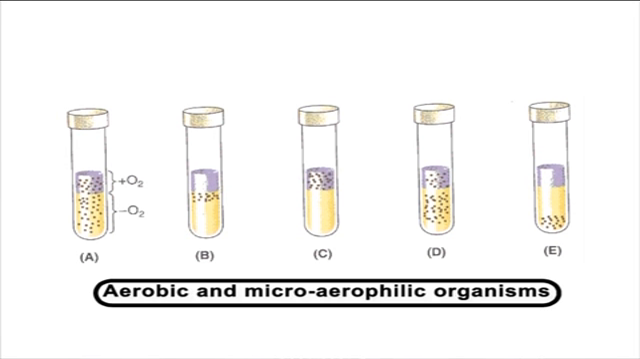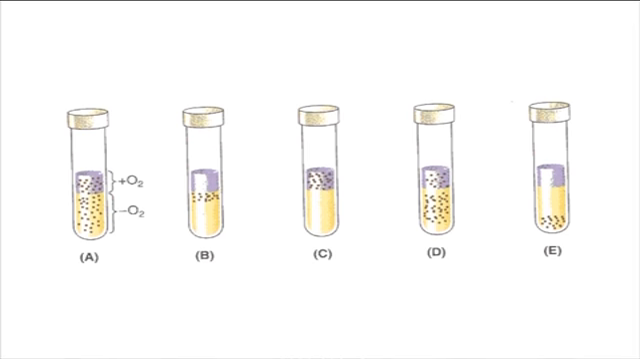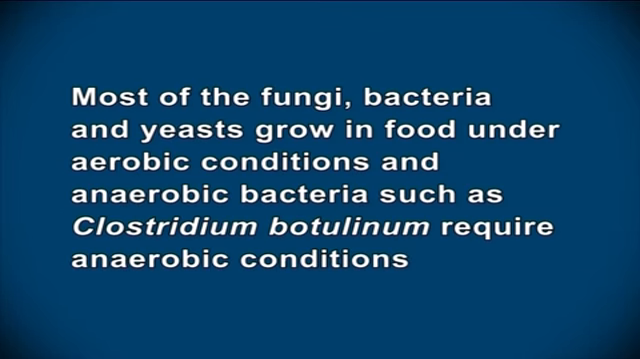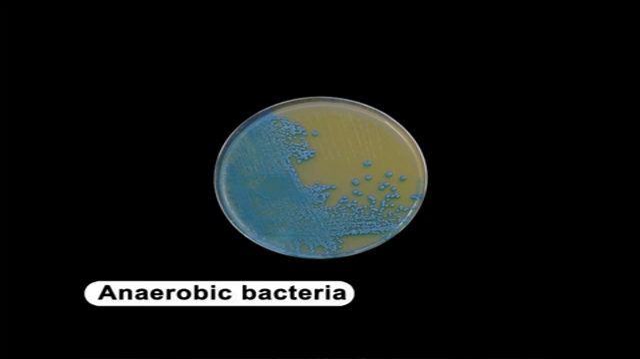Aerobic and microaerophilic organisms require free oxygen in air, but in different concentrations. Facultatives grow in presence or absence of oxygen, and anaerobes grow only in the absence of oxygen. Most fungi, bacteria, and yeast grow in food under aerobic conditions, and anaerobic bacteria such as Clostridium botulinum require anaerobic conditions. Oxygen concentration of headspace and food depends on its access to air. Food stored under evacuation or canned promotes growth of anaerobic bacteria.